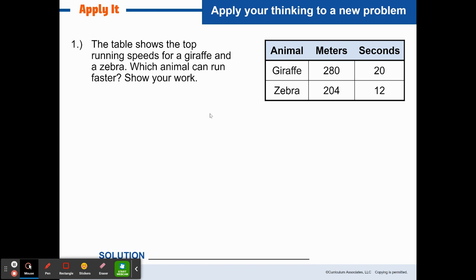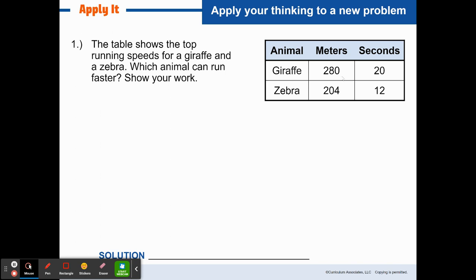We are going to apply what we've learned. All right. So we did a problem that reviewed what we did before Thanksgiving break, right? And then we did a new problem where we had to convert some measurements, right? So, number one, the table shows the top running speeds for a giraffe and a zebra. Which animal can run faster? Show your work. All right.